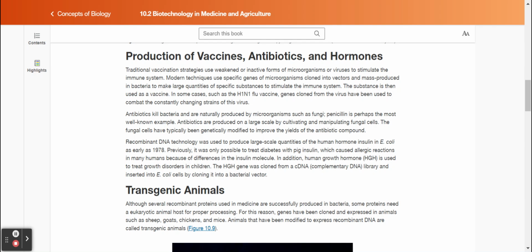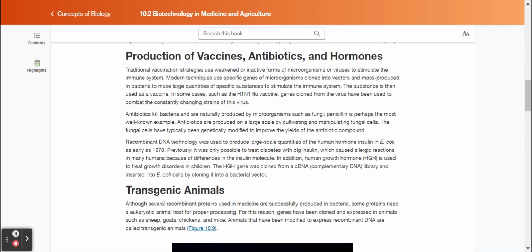Recombinant DNA technology was used to produce large-scale quantities of the human hormone insulin in E. coli as early as 1978. Previously, it was only possible to treat diabetes with pig insulin, which caused allergic reactions in many humans because of the differences in the insulin molecule.